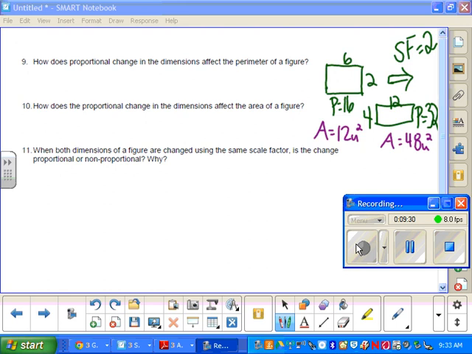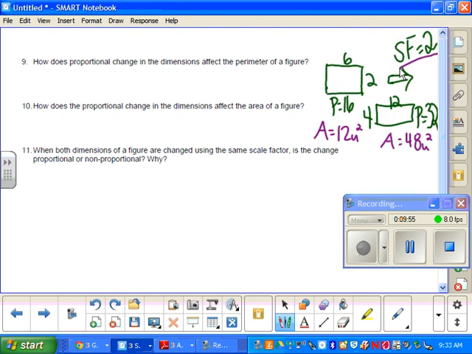How does proportional change in the dimensions affect the perimeter of a figure? So we went ahead and gave y'all another example using the same rectangle. The original is 6 by 2, so to find the perimeter we added 6 plus 6 plus 2 plus 2 to get the perimeter of 16. And then we used a scale factor of 2 and changed the dimensions to 12 by 4. So we'll add 12 plus 12 plus 4 plus 4 to get 32.